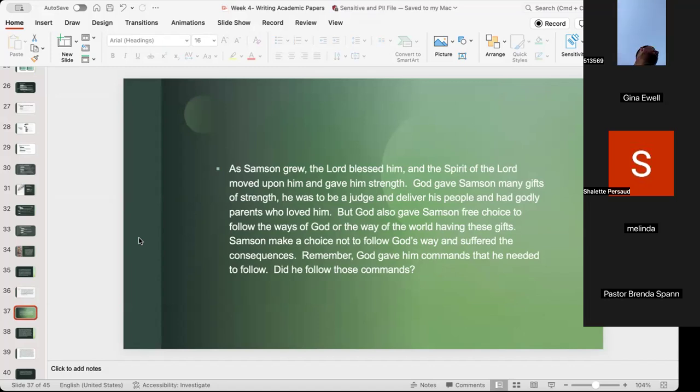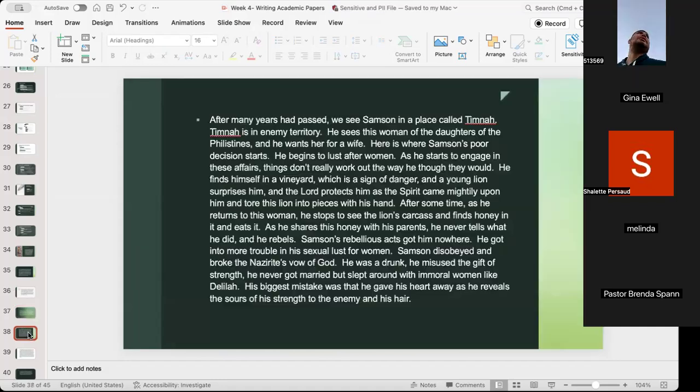He was to be a judge and deliver his people, and had godly parents who loved him. But God also gave Samson free choice to follow the ways of God or the way of the world, having these gifts. Samson, I should say, made a choice not to follow God's way and suffered the consequences. Remember, God gave him commands that he needed to follow. Did he follow those commands?